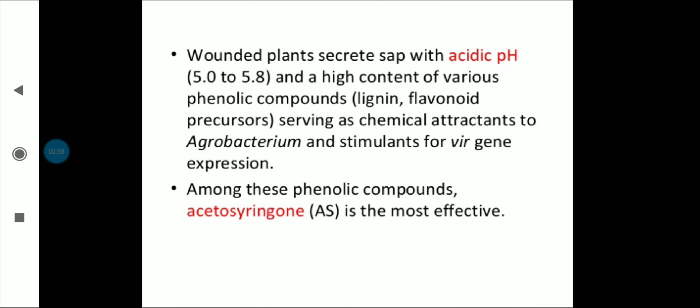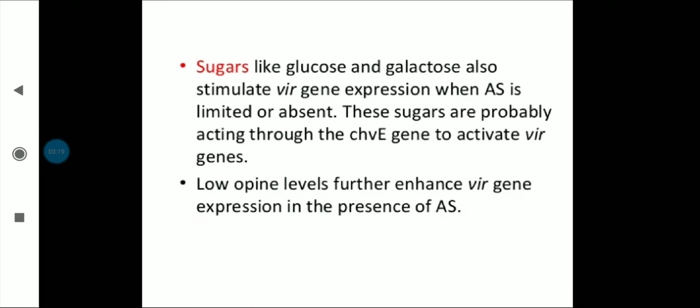Injured plants secrete low pH sap which contains different compounds, and acetosyringone is the most effective one which is produced. These compounds serve as chemical attractants to the Agrobacterium and also stimulate vir gene expression. Similarly, sugars like glucose and galactose also stimulate vir gene expression. Now let's talk about the mechanism of infection.